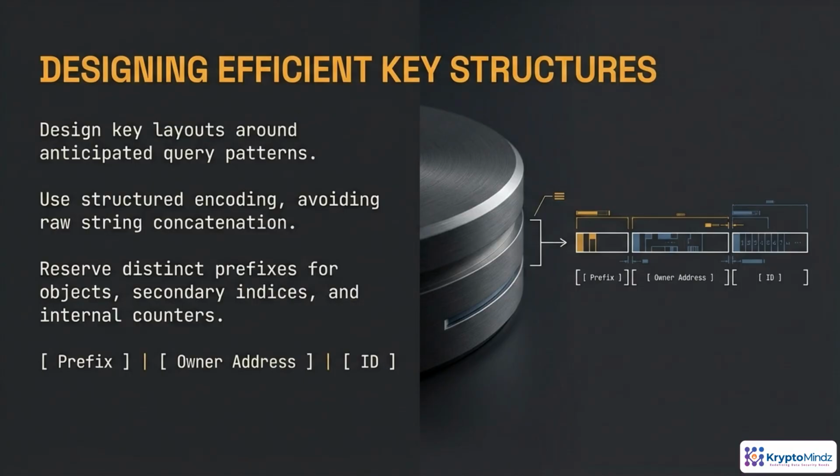When you design store keys, always start from the queries you need to run. Ask, what do I need to iterate over, and how should results be grouped or sorted? Then shape the key so a simple prefix scan gives you exactly that range. Avoid ad hoc string concatenation. Use fixed typed encodings: length-prefixed bytes, Bech32 or raw addresses, big endian integers. This keeps ordering and decoding predictable. Also reserve separate prefixes for primary objects, secondary indexes, and module internals. A common pattern is module prefix, then owner address, then an ID. That gives fast lookups per owner and easy pagination.